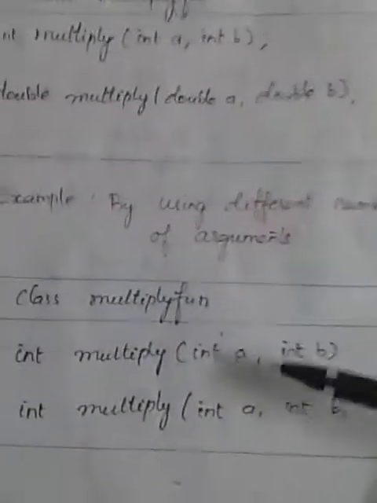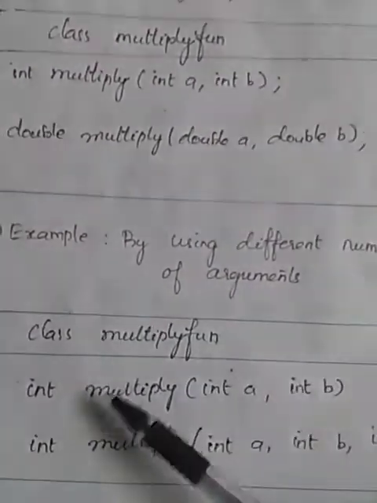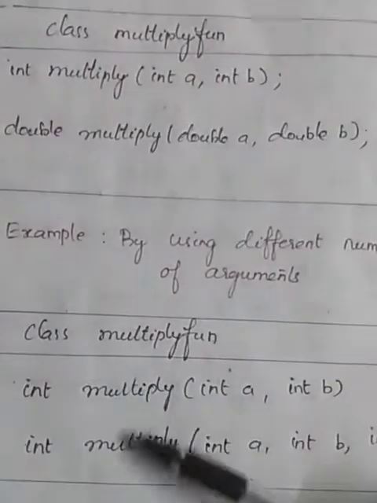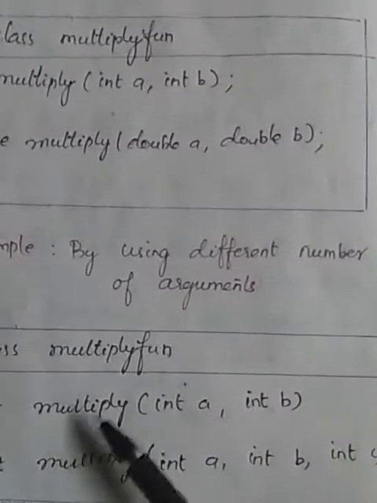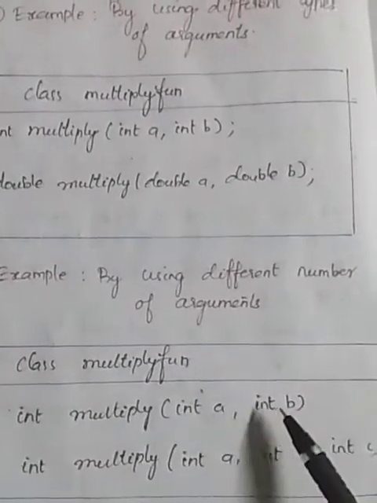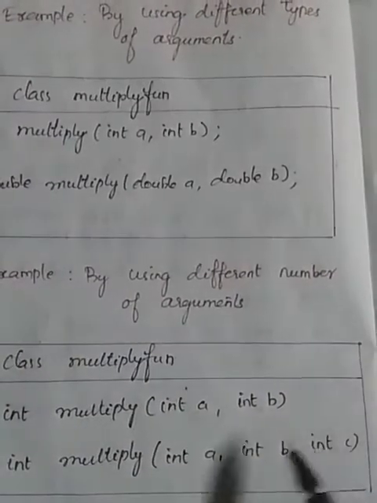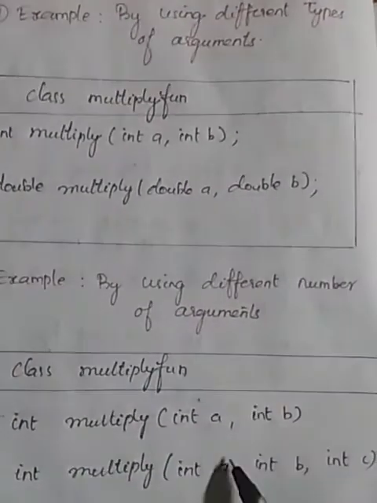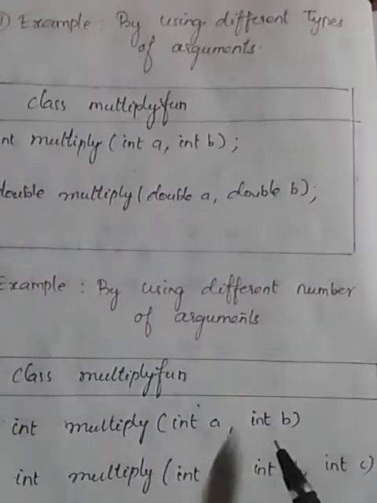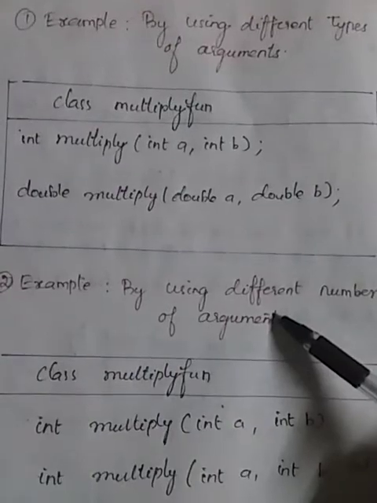Another way is, again, consider the class multiply function. The function name is the same, and it returns the same type of value, but this one accepts two integer arguments, and here we have three integer arguments. The number of arguments here is 2, and here it is 3. So this is another way of implementing function overloading.